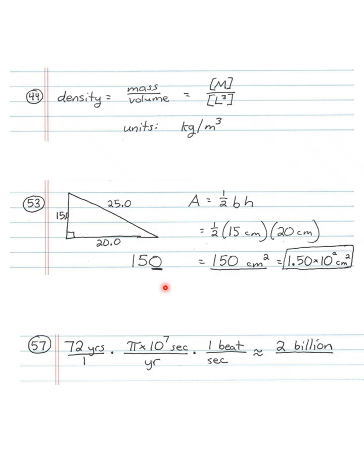Or we could use scientific notation to express 3 significant figures. So we can write it as 1.50 times 10 to the second power square centimeters.